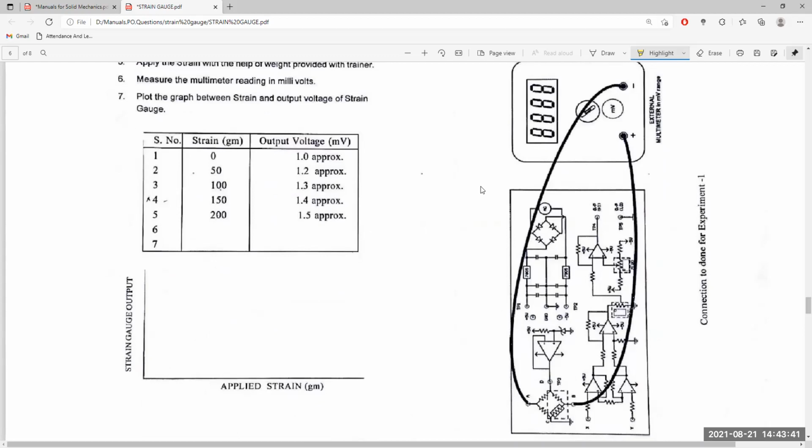Thus, we have connected the voltage with the output PD voltage, and the connection is given from the point D itself to the voltmeter itself. The applied strain can be plotted here, and the strain gauge output is plotted there.